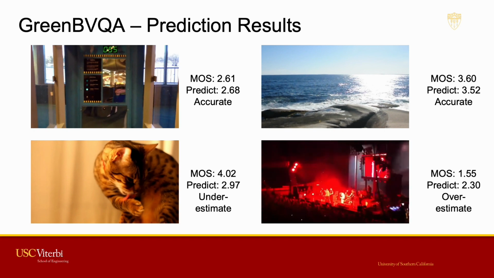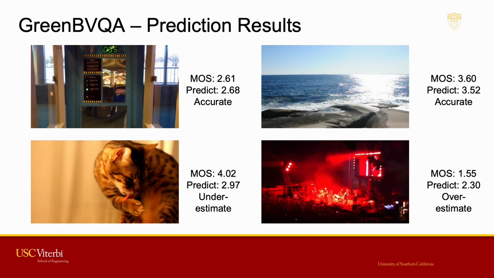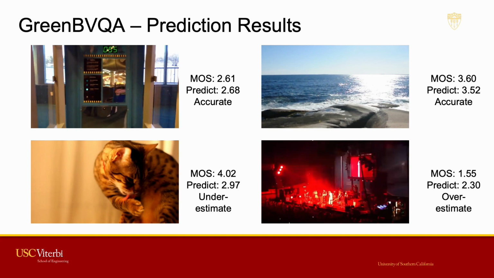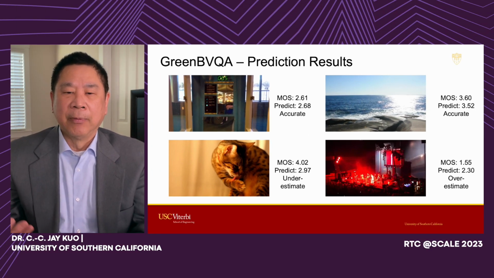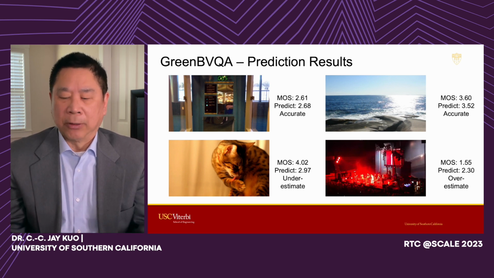And for the lower right, the mean opinion score is much worse, and even though we predict a low score, it is not as low as the human labels. So this is an overestimated case. And again, I think this kind of video content is less available, so the machine learning cannot be trained on this kind of video with high accuracy.